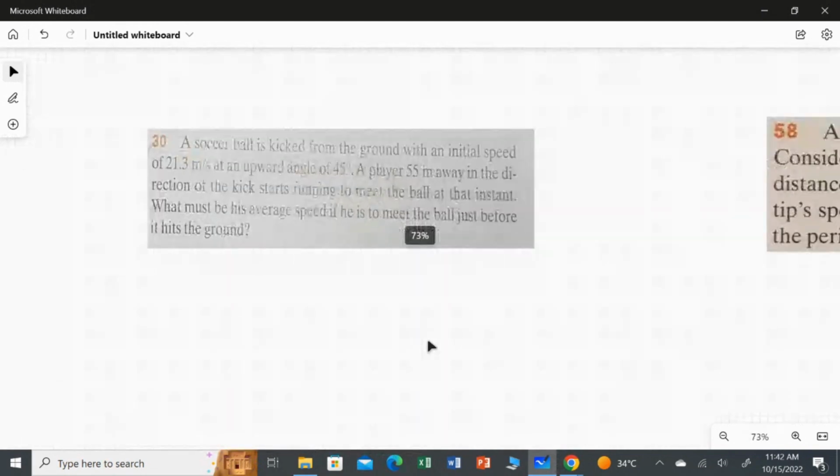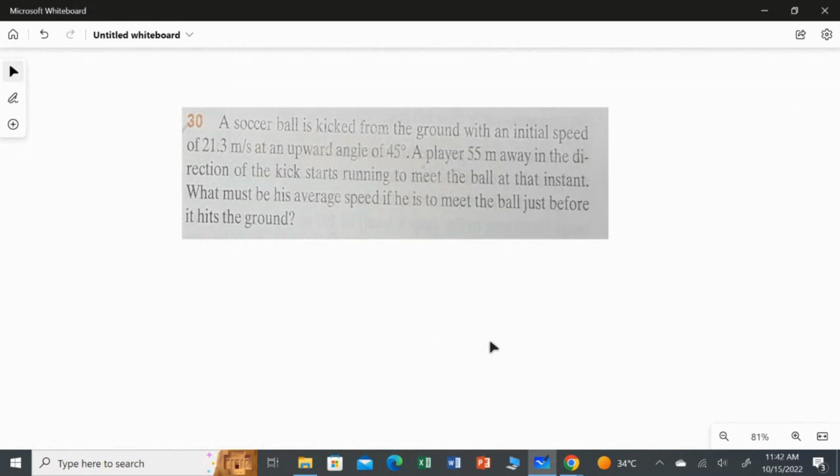Second part, second question is related with some football. So what is given in the question? A soccer ball is kicked from ground with an initial speed of 21.3 meter per second at an upward angle of 45 degree. So here a player is going to kick the ball with an initial speed of 21.3 meter per second at an angle of 45 degree.